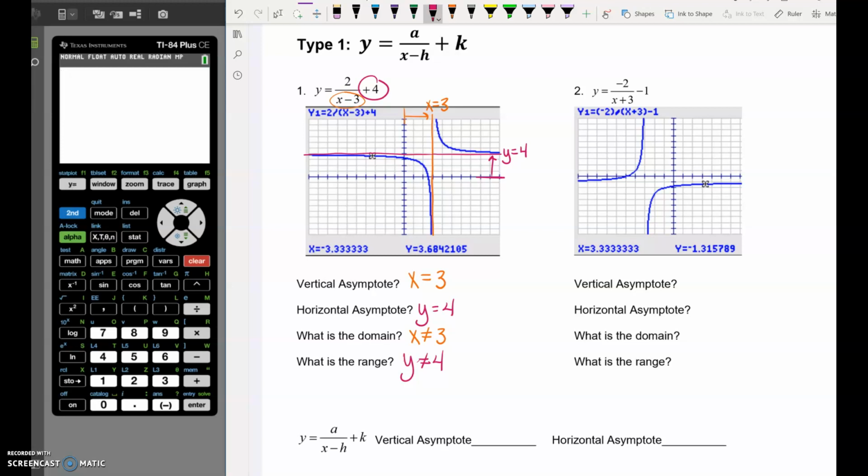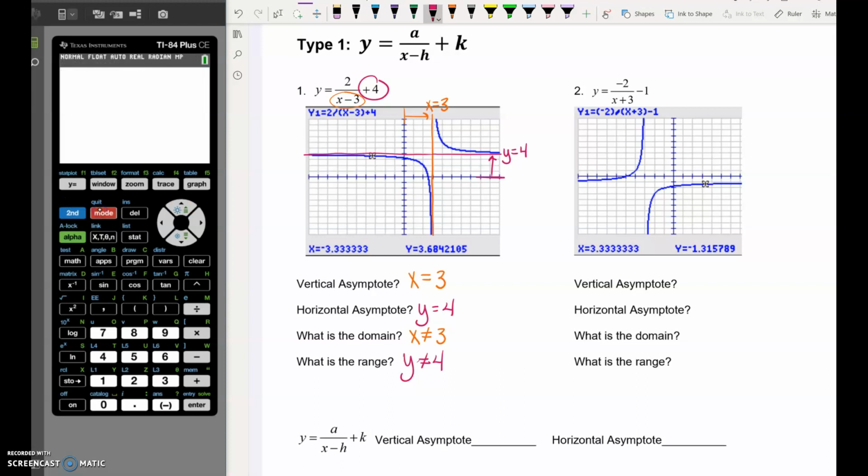And let me pause quick. So here I have that same graph on my graphing calculator. And if we look at the table, when x is 3, there's an error. X cannot be 3. And if you look in the y values, you'll see the y values approach 4, but never actually get to 4. So you can kind of see those asymptotes in the table, but it's almost easier just to look at the graph, or honestly look at the equation. You can see the asymptotes in the equation.